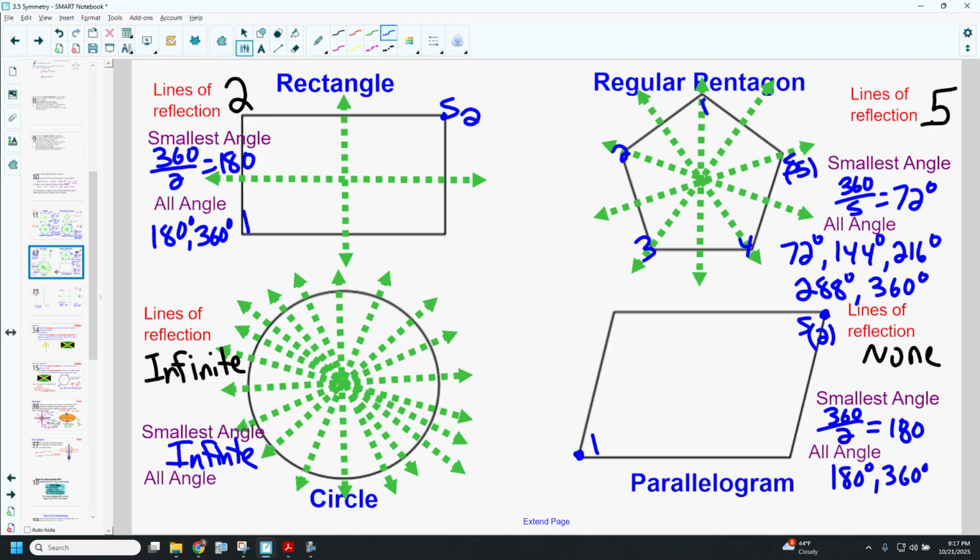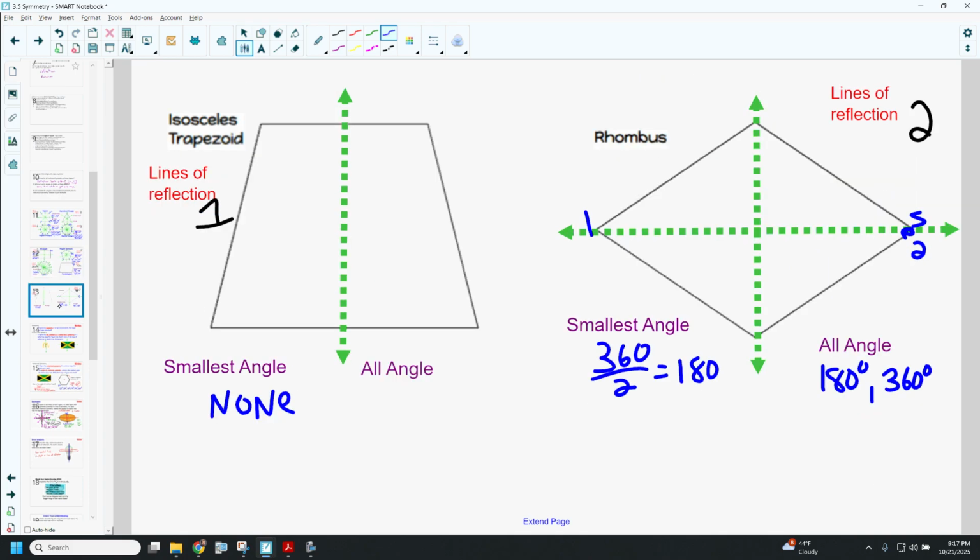And a parallelogram is one where you see it has no lines of reflection, but it does have rotational symmetry. Whereas in an isosceles trapezoid, I can create one line of reflection down the middle, but I can't rotate it. There's one that does not have any rotational symmetry at all. So those are 2 examples of where it's got one or the other. It is possible to have it.